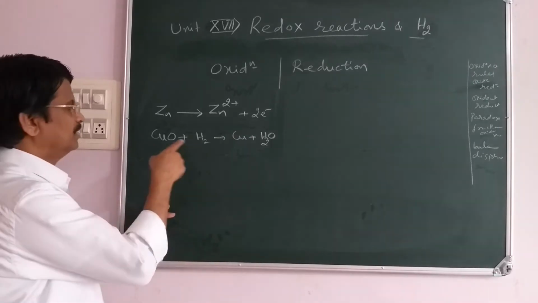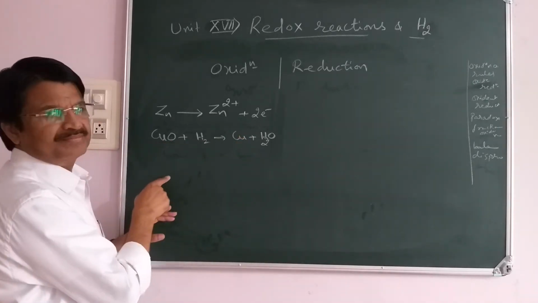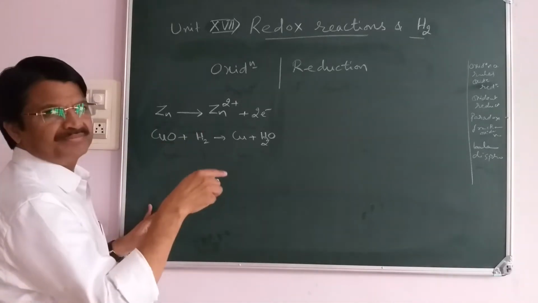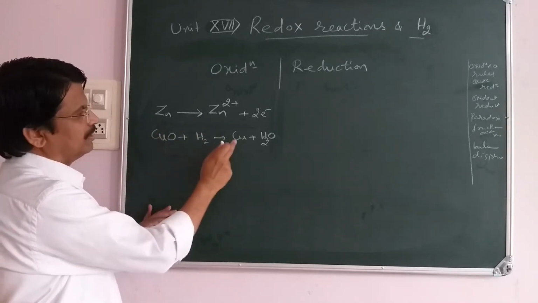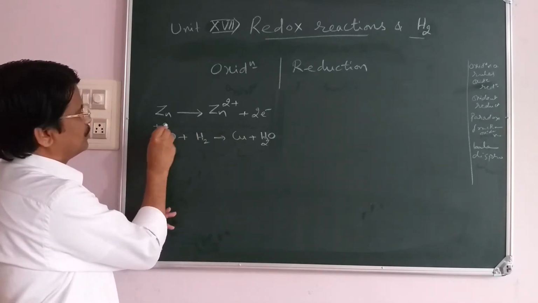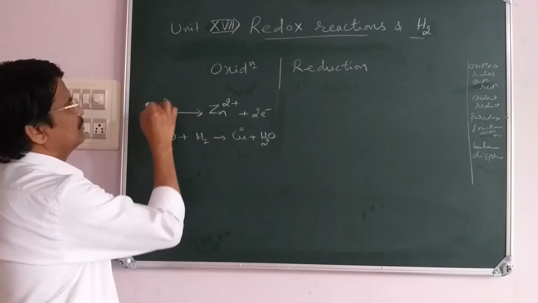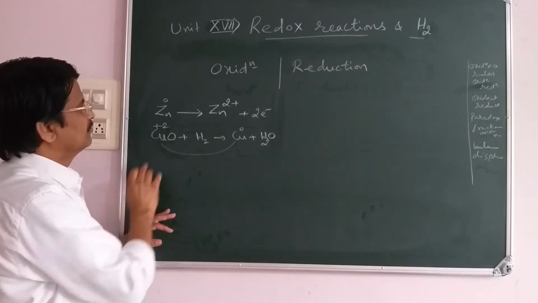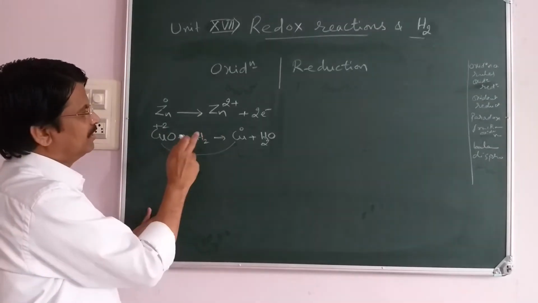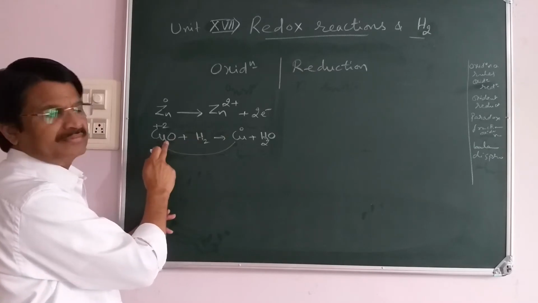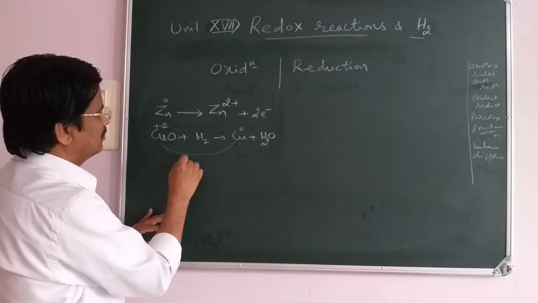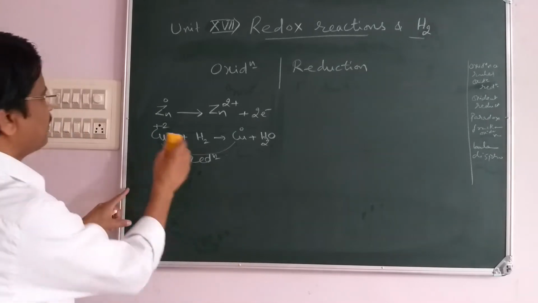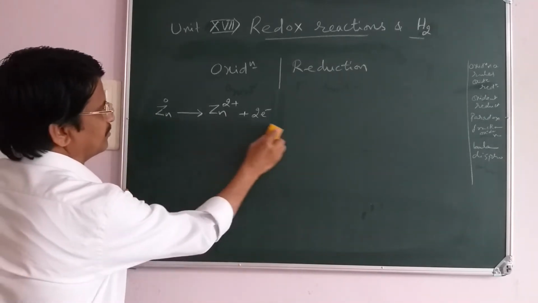in this reaction, O is removed by hydrogen, and in the conversion of CuO, O is removed. Copper here is in the plus 2 state and here in the 0 state. Plus 2 to 0, and 0 to plus 2. Anyway, if hydrogen is added or O is removed, then it is called reduction. Okay.